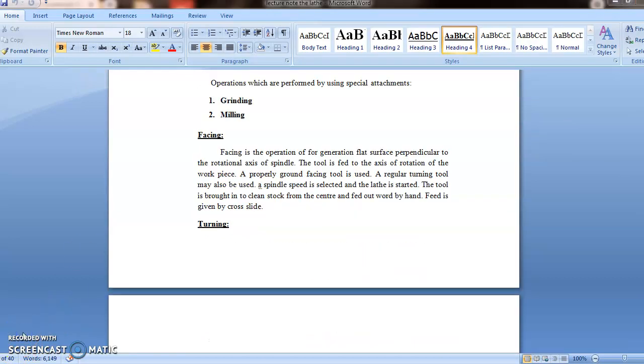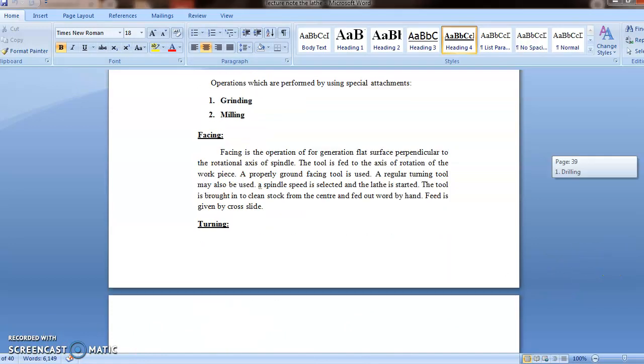First one is facing operation. Facing is the operation for generation of a flat surface perpendicular to the rotational axis of the spindle. The tool is fed to the axis of rotation of the workpiece. A properly ground facing tool is used here. A regular turning tool may also be used. Feed is given by the cross slide here.